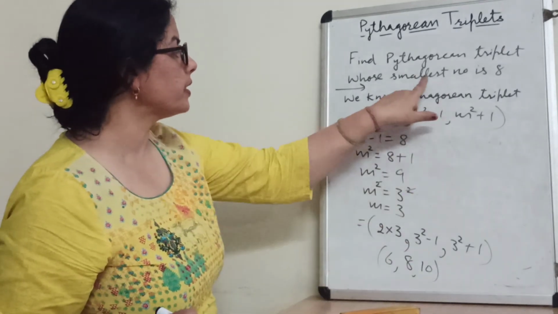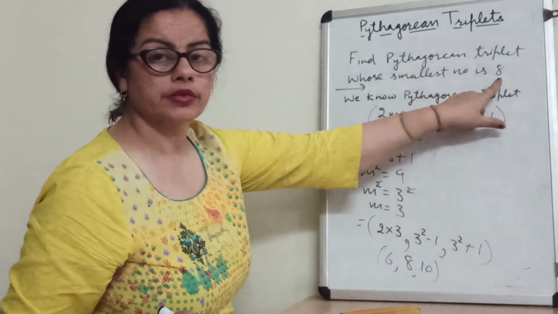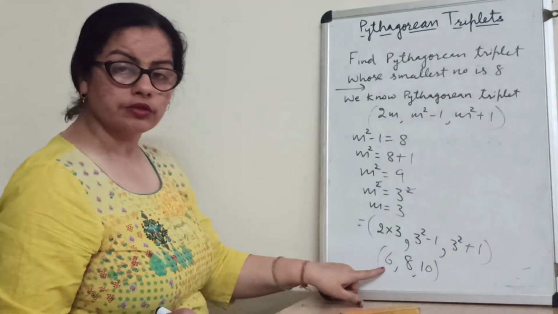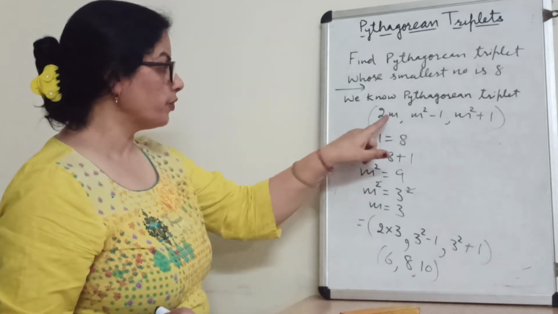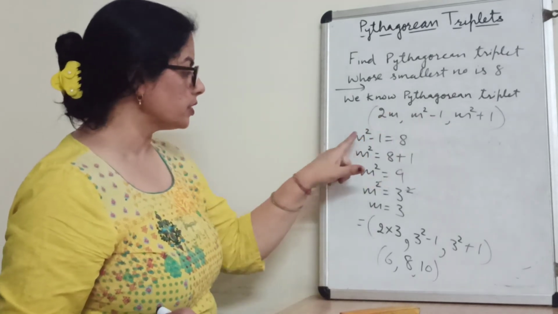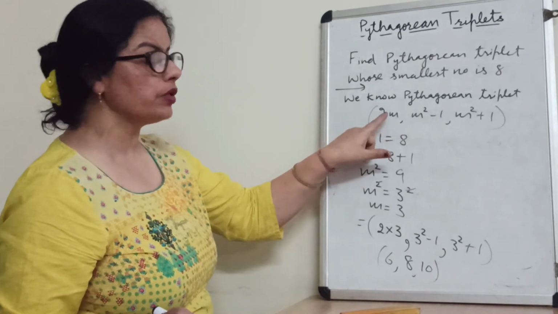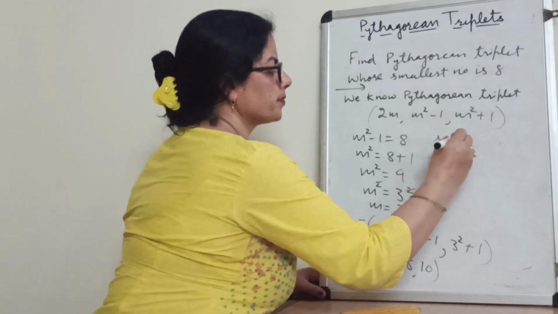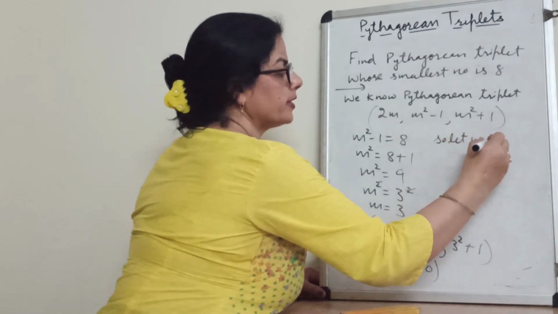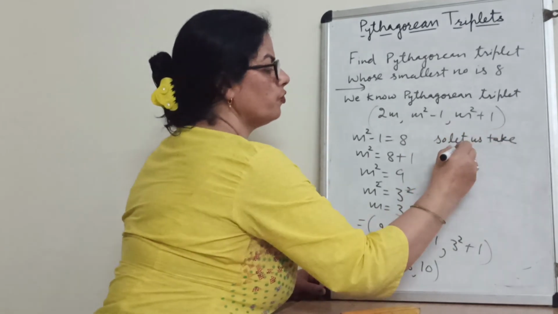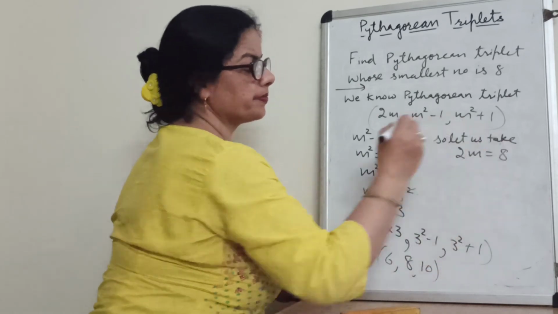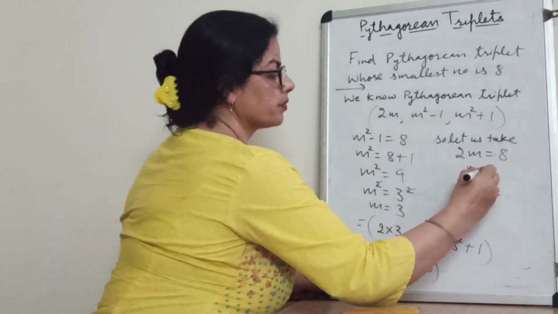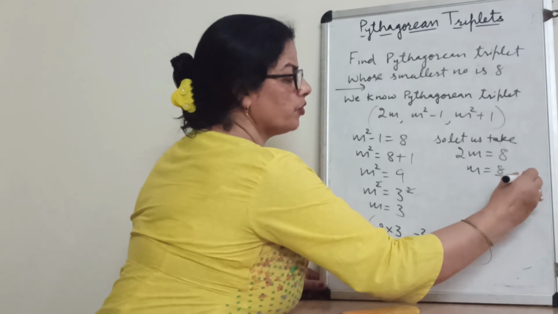But the question says the smallest number should be 8 and our smallest number is 6. It means we will not take m square minus 1 is equal to 8. We have to take 2m is equal to 8. Now we will try for this. So let us take 2m is equal to 8. Then what will be m? 8 by 2, that is 4.